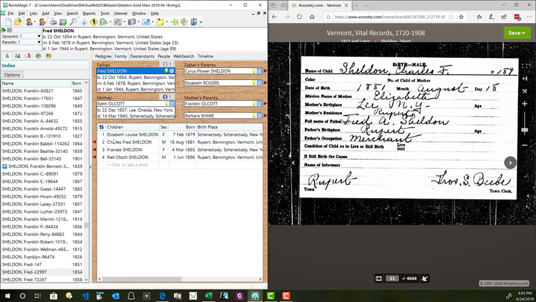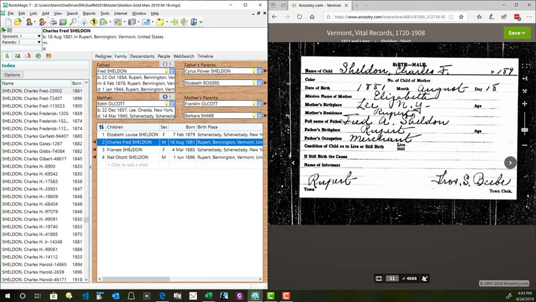So we have this Charles Fred matches this Charles Fred. He was born August 18th, 1881. Fred Sheldon on the right, born in Rupert. And we have Elizabeth, born in Lee, New York, and Edith Alcott. Elizabeth is not Edith. Where in the world did Edith and Elizabeth? How come this isn't Elizabeth?